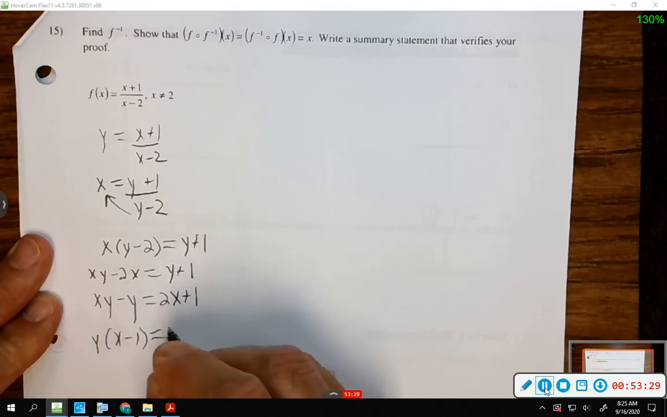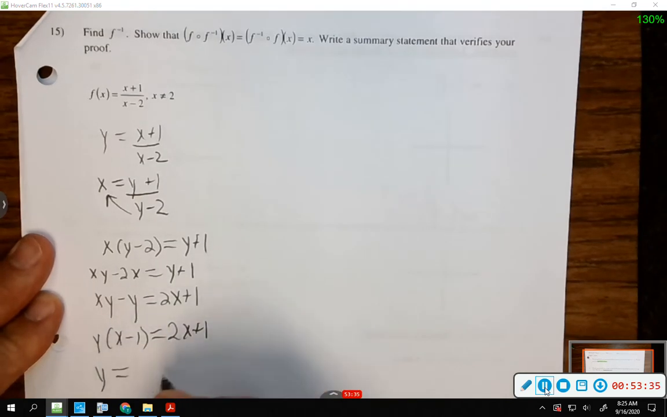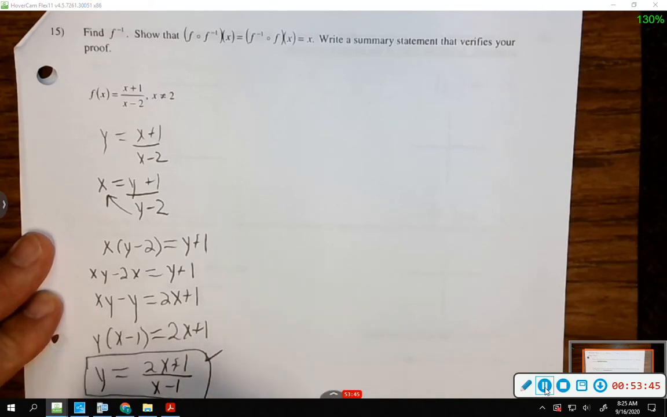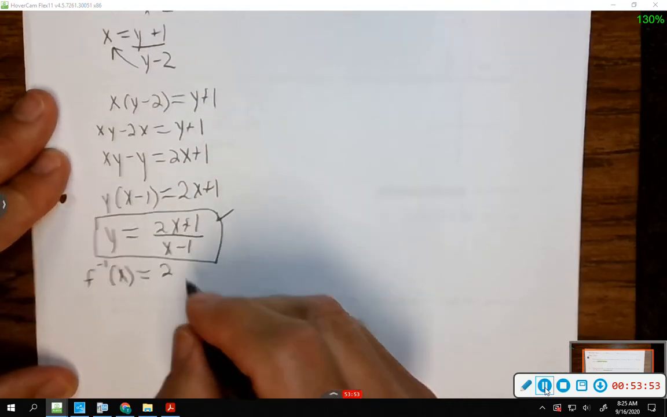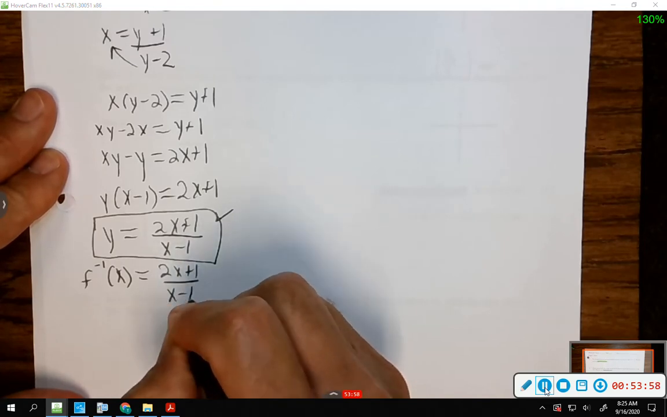And now if I want to get y by itself, I divide both sides by the binomial of x minus 1. There it is. We should write it using inverse notation, so we keep the 2 functions straight. I'll write it down here. There is our inverse function.